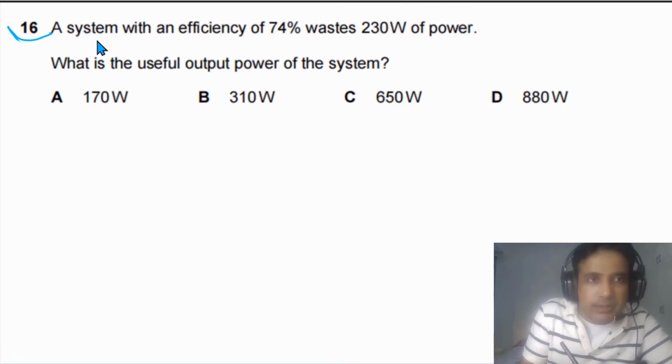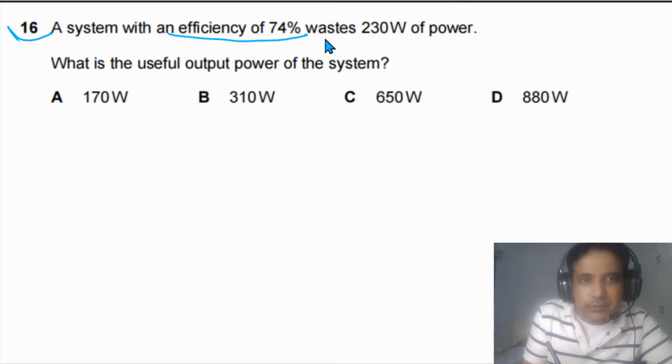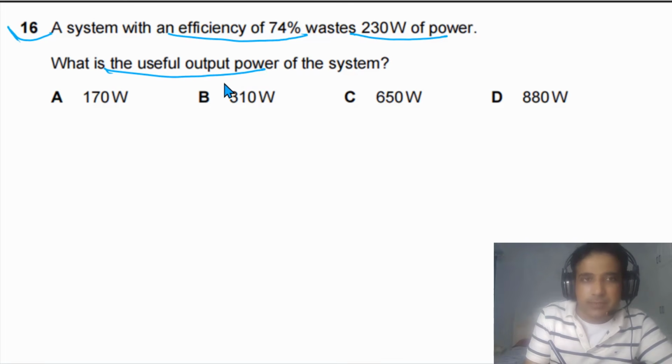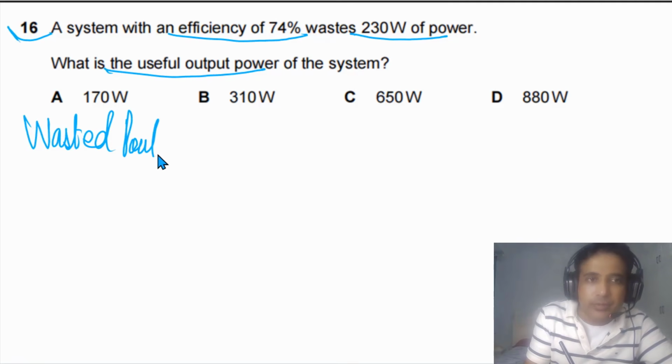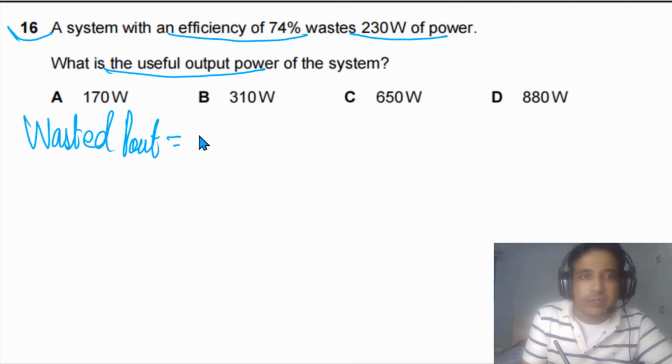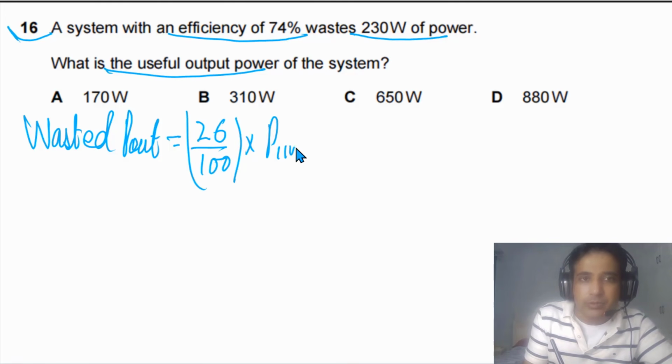Question number 16 says a system with an efficiency of 74% wastes 230 watts of power. What is the useful output power of the system? Efficiency of the system is given to us, that is equal to 74%. It simply means that the wasted output power, wasted P out, is equal to 26%, that is 26 by 100 times P in.